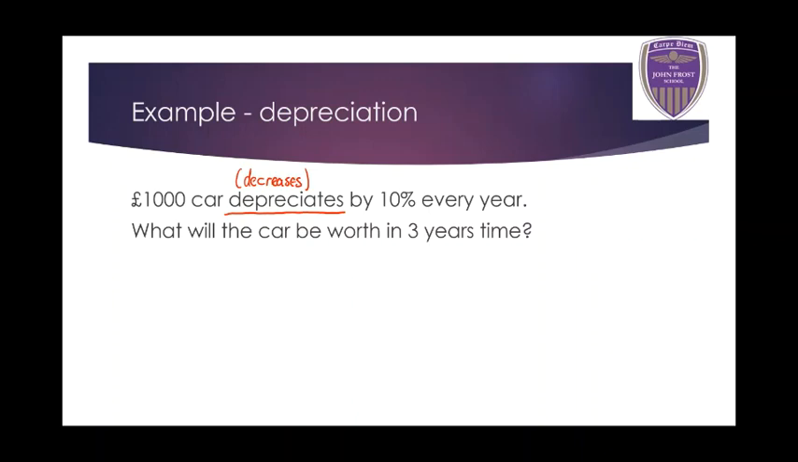Well, let's look at our formula again. It's our original amount, we're going to multiply that by our multiplier, and that is going to be to the power of number of years. Perfect. So we're going to use the exact same formula. So off we go. The original amount is £1,000 because it's a £1,000 car. Now remember, the key word is it's depreciating, it's decreasing in value. So what's the multiplier going to be this time?